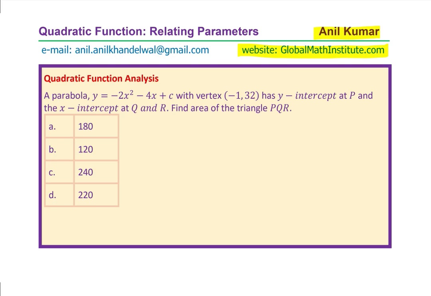In this video, we have an example based on quadratic function. We will see how we relate different parameters of a quadratic equation. Very interesting question. A parabola y equals minus 2x squared minus 4x plus c with vertex (-1, 32) has y-intercept at P and x-intercept at Q and R. Find the area of the triangle PQR.